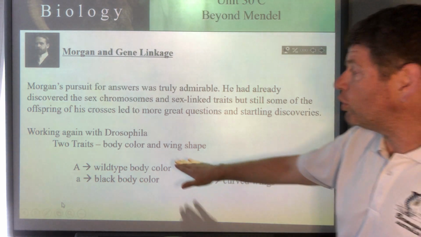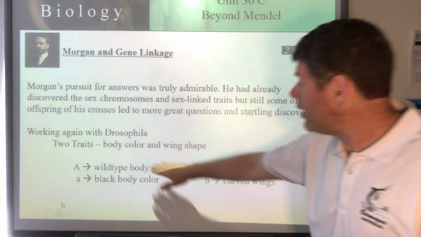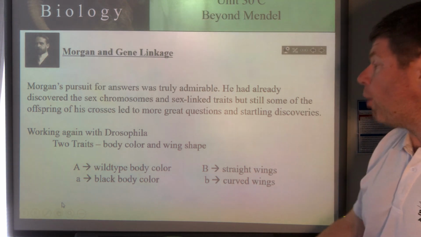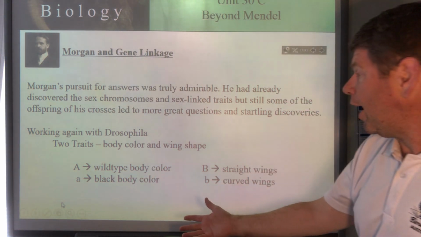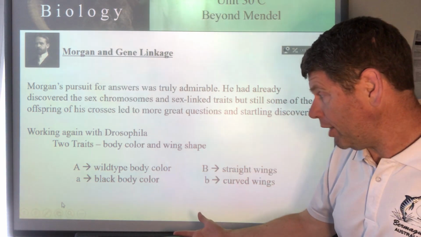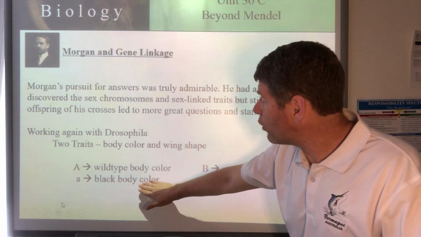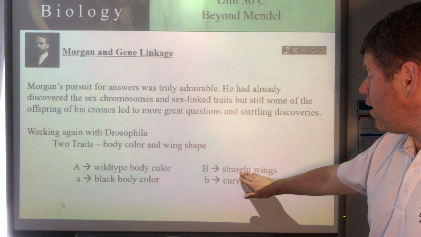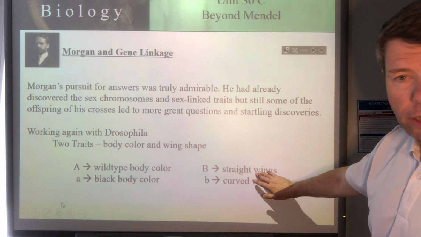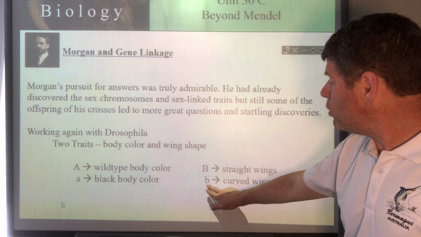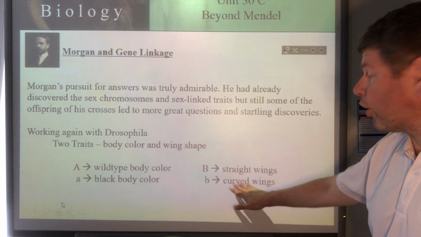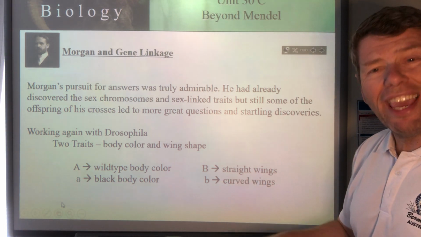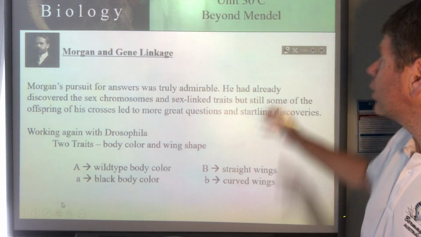So let's say we're going to work with two traits of a fruit fly, body color and wing shape. Body color we're going to assign A, and the wild type is dominant. And then the black body color, which is recessive, we'll get the little a. Big B for straight wings, that's dominant and typical. But the mutated allele, the little b, is for curved wings. So we're essentially doing a dihybrid cross here.